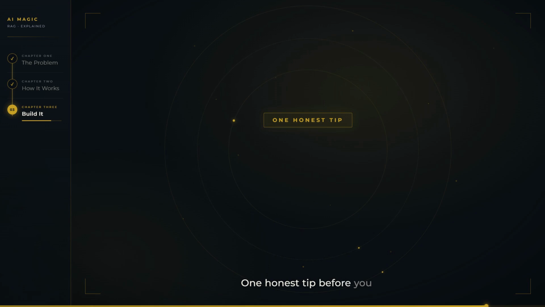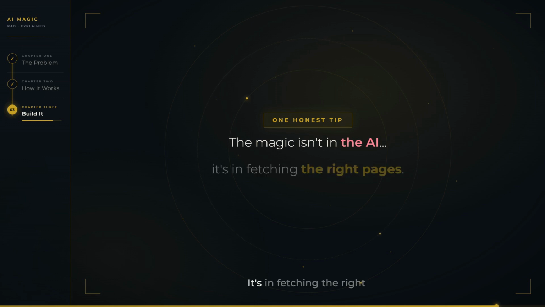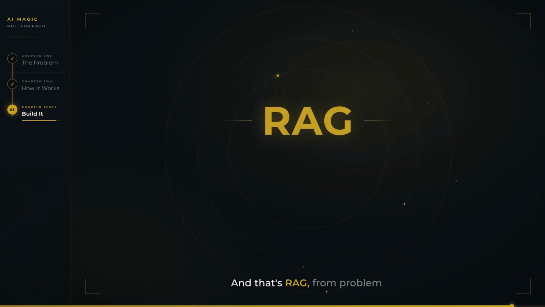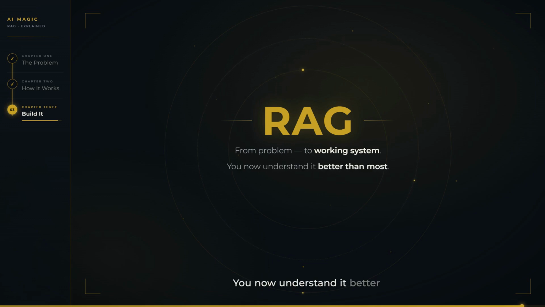One honest tip before you go. The magic isn't in the AI. It's in fetching the right pages. Start simple, test it, and improve. And that's RAG, from problem to working system. You now understand it better than most people using AI today.